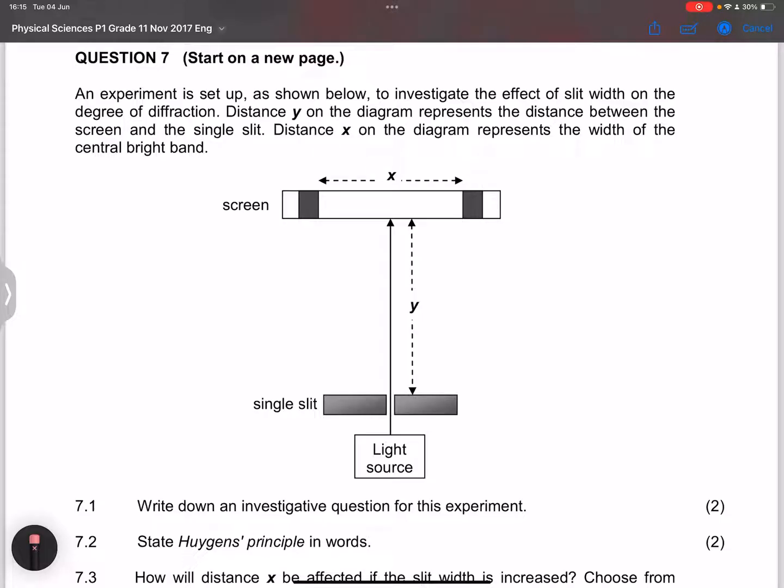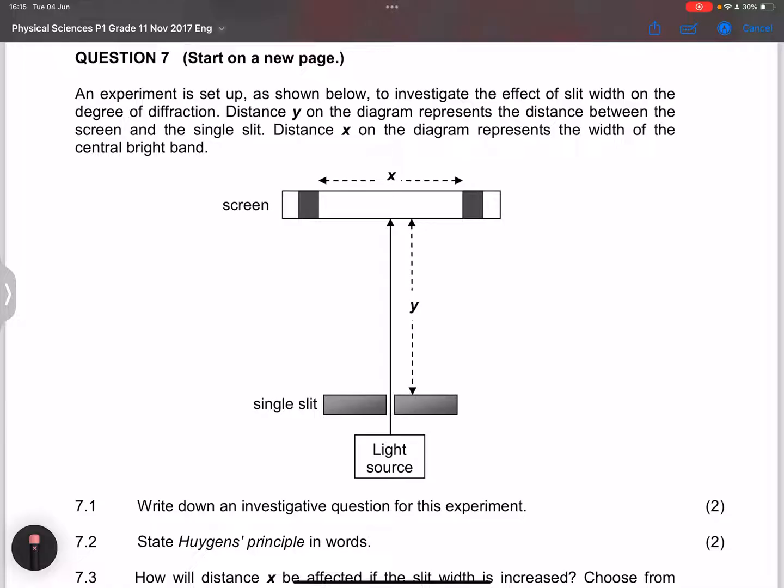Now firstly, they say to us write down an investigative question for this experiment. Now, remember, ladies and gents, what are we trying to find out? The relationship between the slit width and, well, let's say the distance of the central bright band, or in this case the degree of diffraction. So we can say, how will the slit width affect the angle or the width of the central bright band?